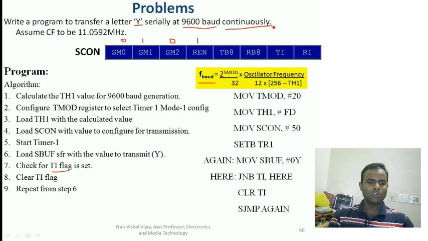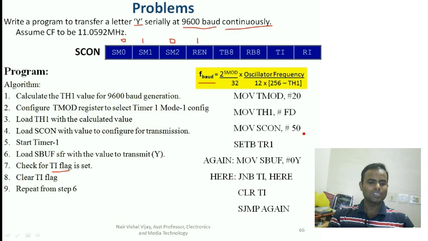As we said, configure the TMOD register. To configure the TMOD register, move the value #20, that is to set timer 1 in mode 1 configuration. Then load the value of TH1, so MOV TH1, #FD. Then load the serial control register with the configuration, so you are loading immediate data #50 into the serial control register.